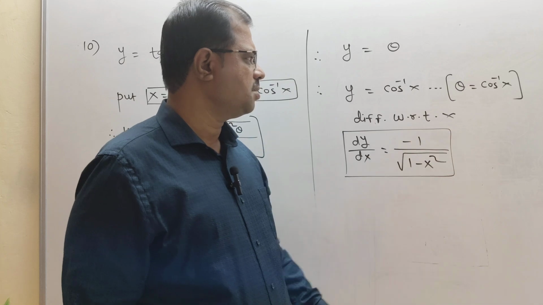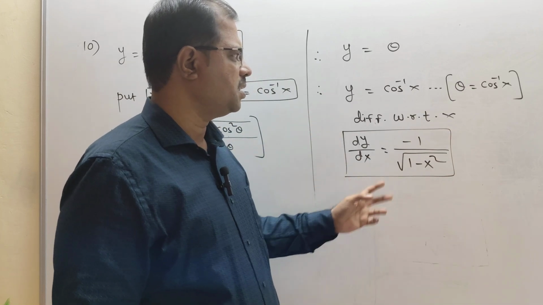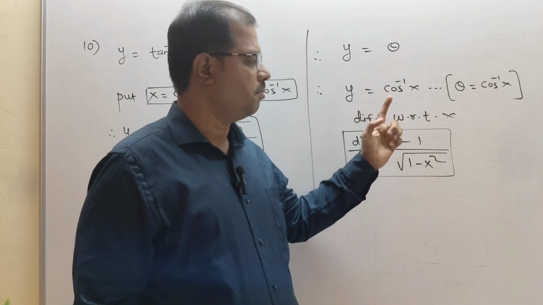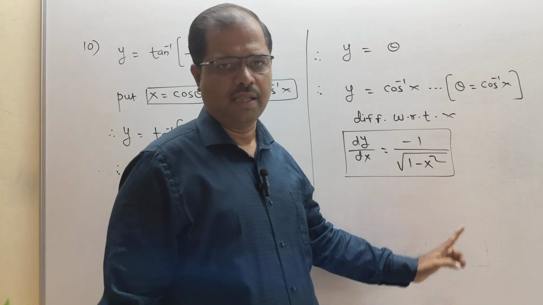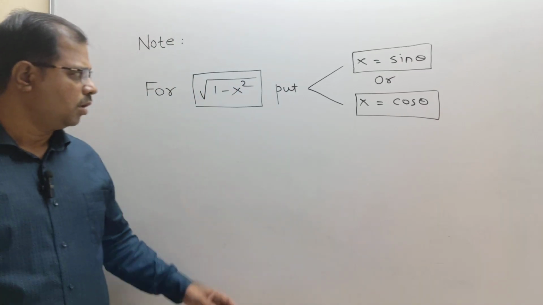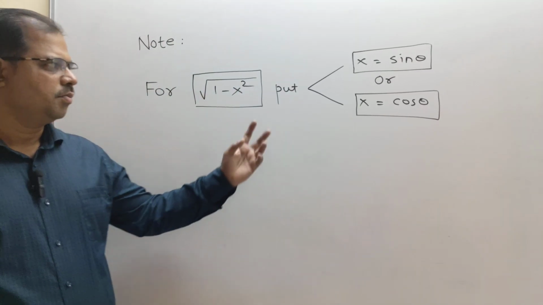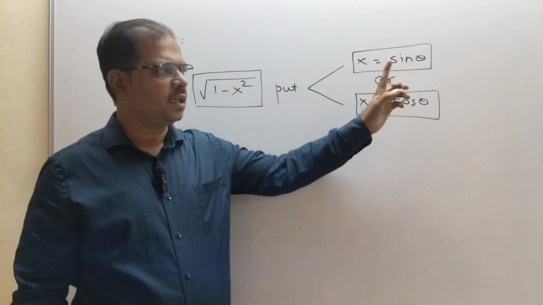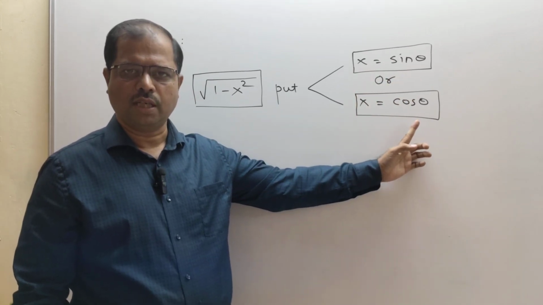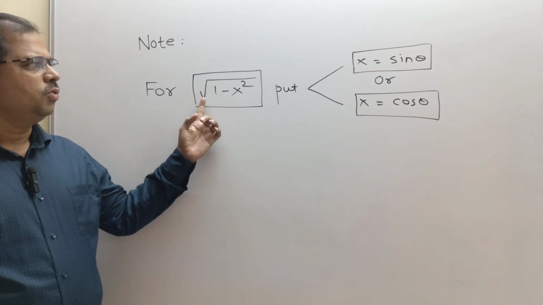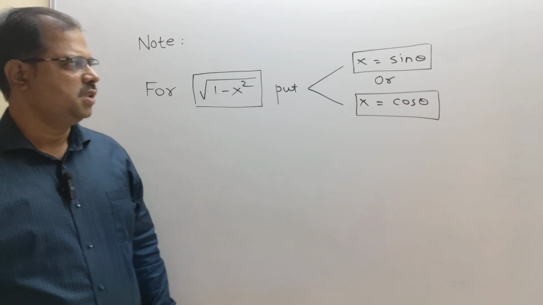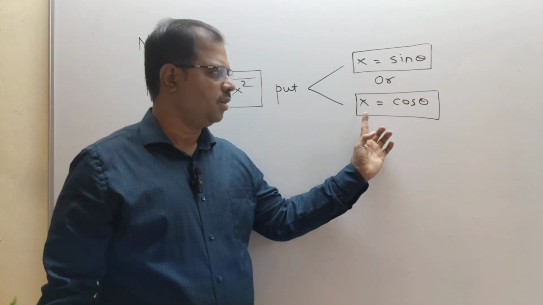Now differentiate with respect to x, derivative of y, dy by dx: derivative of cos inverse of x is minus 1 upon root of 1 minus x square. For root 1 minus x square, put x is equal to sine theta or x is equal to cos theta. For the term root 1 minus x square, always put x is equal to sine theta or x is equal to cos theta.